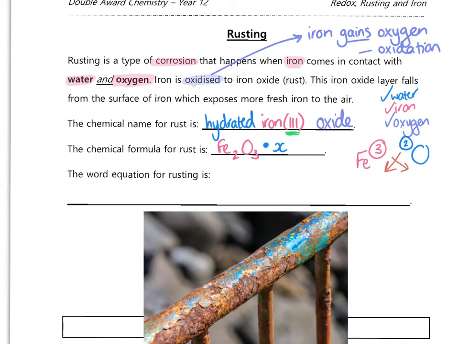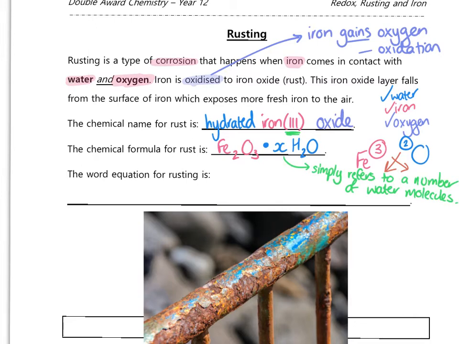X is a certain number. And then simply our formula for water, H2O. So it's Fe2O3.XH2O. So that X just means a number. There might be 2 water molecules bonded, there might be 3 water molecules bonded, there could be 10 water molecules bonded. So that X is just showing us that there are a certain number of water molecules bonded. It doesn't have to be a certain number to make it rust, it's just however many water molecules.